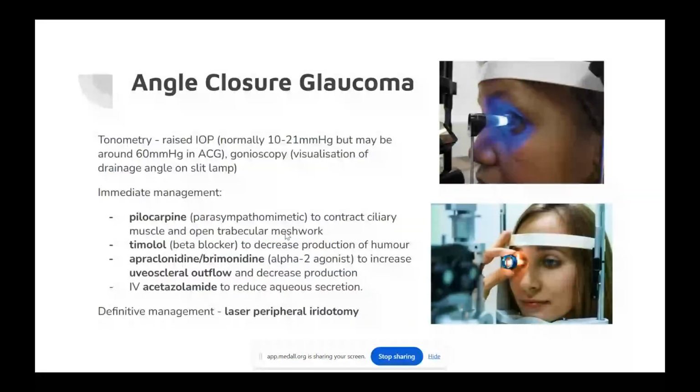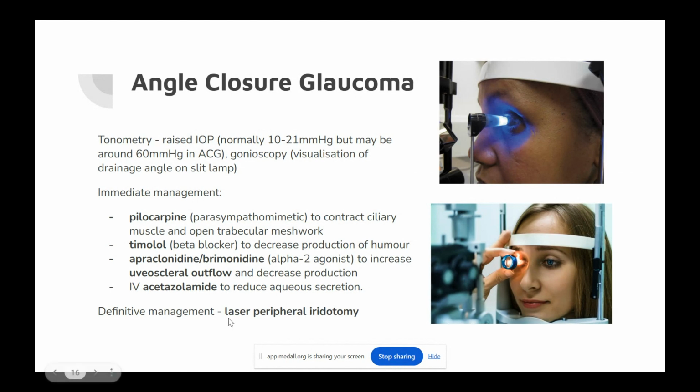And then when it comes to actual definitive management, so this is all temporary, as in once the medication effect has worn off, the IOP will gradually begin to get raised again, and then again you could get the angle closure glaucoma. So when that happens, for your definitive management, you'd obviously manage them symptomatically first until you can book them in for a more definitive laser peripheral iridotomy.